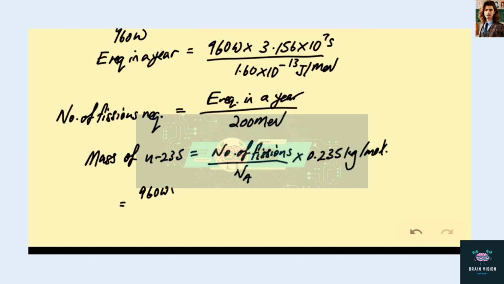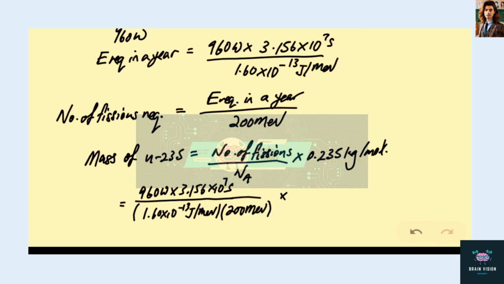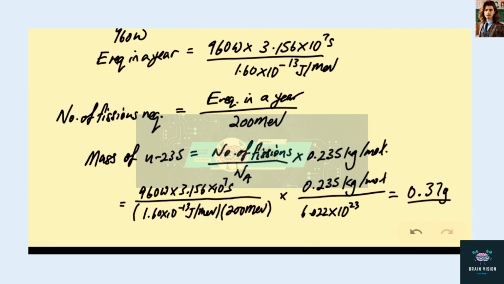Putting everything together, it should be 960 watts multiplied by the number of seconds in a year, and this should be our final expression, which we will just need to evaluate in the calculator, and we should get a value of 0.37 grams, and this will be the mass of uranium-235 that's required.